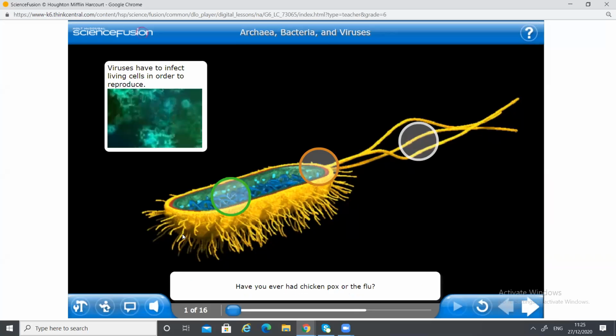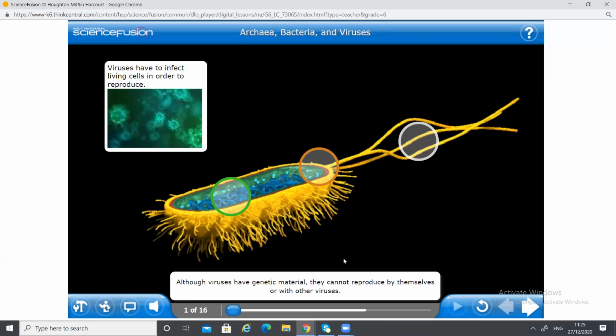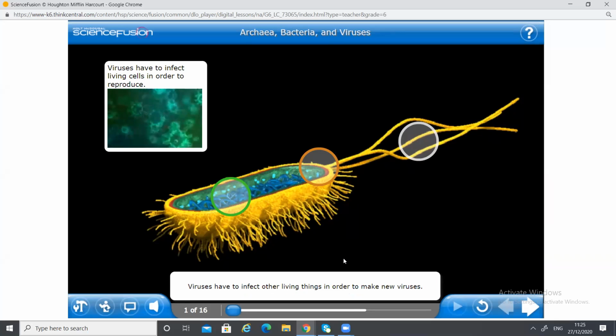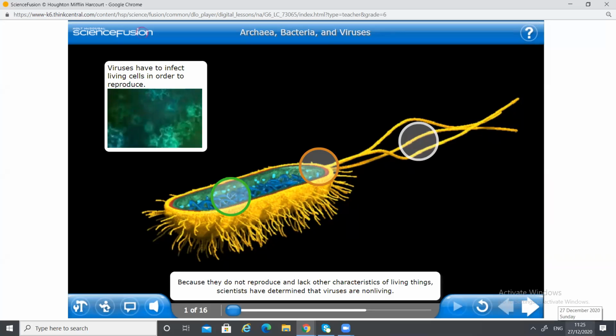Have you ever had chickenpox or the flu? These illnesses are caused by viruses. Although viruses have genetic material, they cannot reproduce by themselves or with other viruses. Viruses have to infect other living things in order to make new viruses. Because they do not reproduce and lack other characteristics of living things, scientists have determined that viruses are non-living.